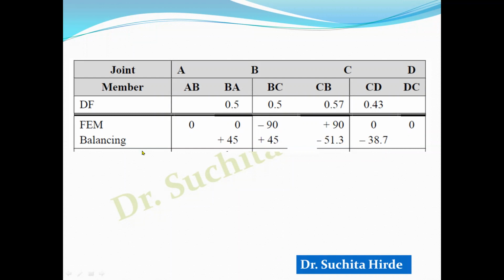Once you do the balancing, the next step is carryover. Because as per the carryover theorem, if a moment is developed at one end of the member, it is carried over to the other end if the end is fixed or continuous. So in this case, we have to take the carryover to the fixed end and the continuous end. So let us see how many carryovers will be there in this case.